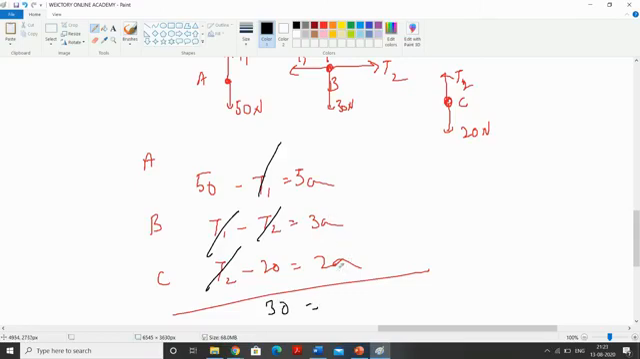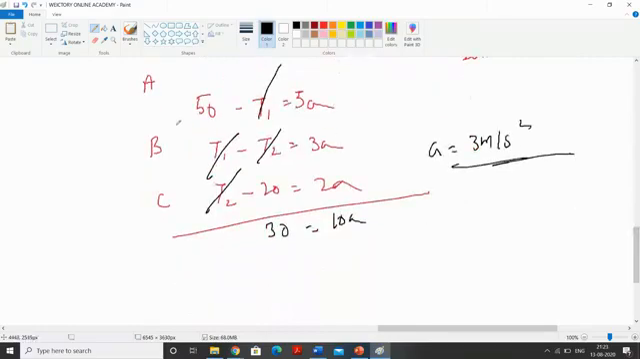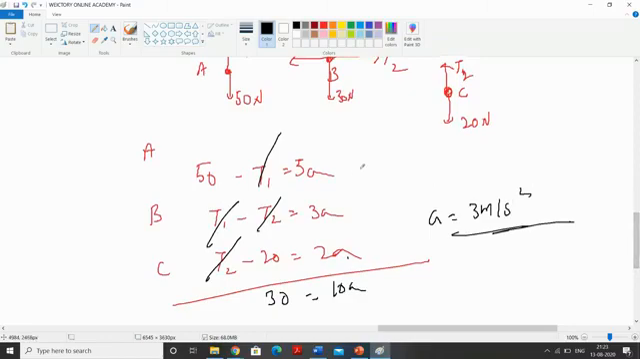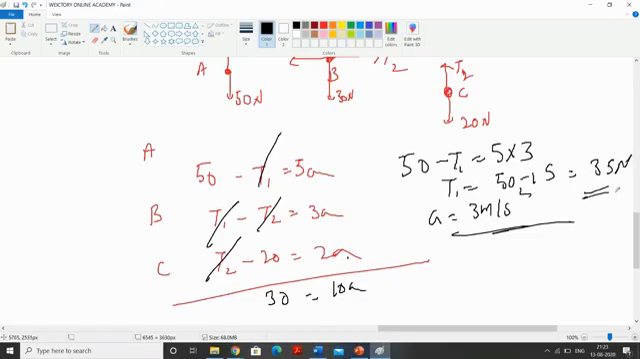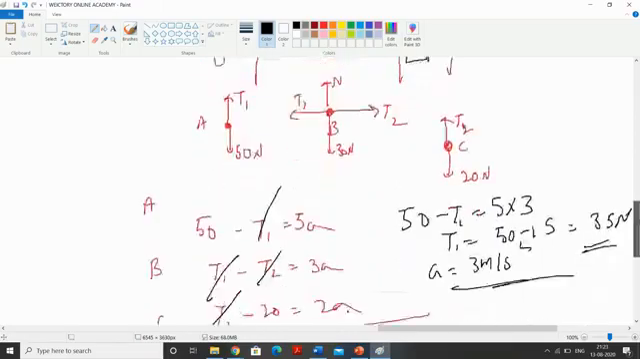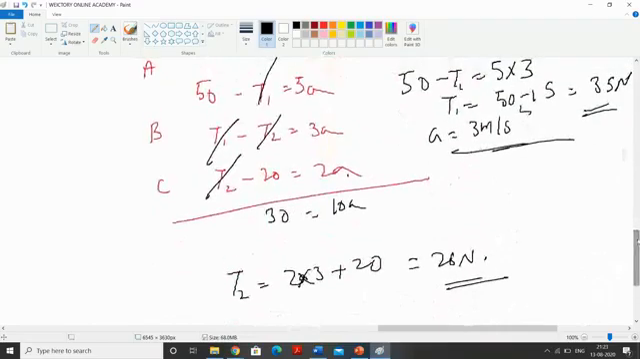so you'll get 30 equals 10a. So a is equal to 3 meter per second square. If a is 3, you can find out T1 and T2. So if you substitute a here, you will get T2. So T2 is equal to 2 multiply 3 plus 20. That's 6 plus 20, 26 Newton. And if you substitute a over here, 50 minus T1 is equal to 5 into 3. So T1 is equal to 50 minus 15, which is 35 Newton. So that's the answer.